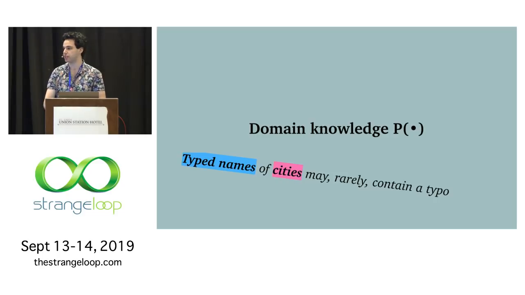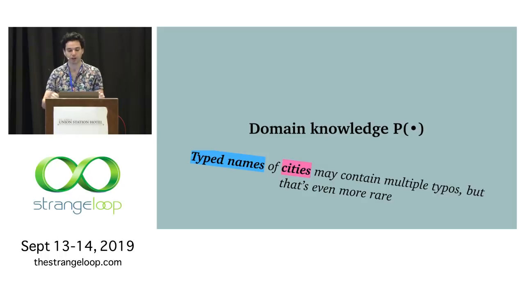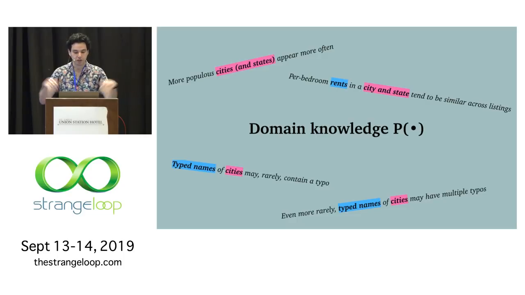Another type of domain knowledge that falls into the same category is the way that cities and typed cities are related, which is that typed cities may rarely contain an edit from the actual city. And in fact, even more rarely, they may contain multiple edits, right? Multiple typos. So we bring all of this domain knowledge to the problem.